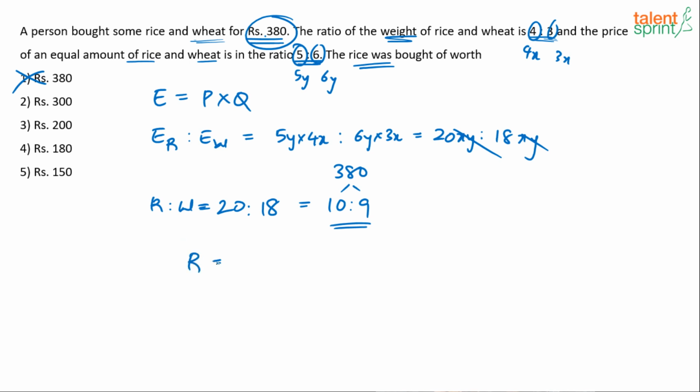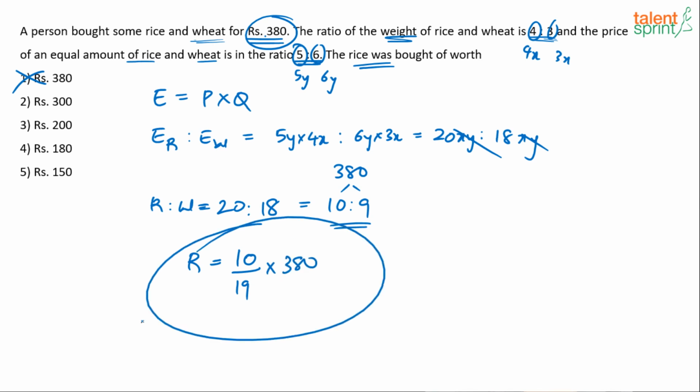So what is the value of rice? 20 parts or 10 parts out of the total. 10 plus 9, 19, into 380. Again, I'm writing these steps to help you understand the calculation, but when you do it yourself in the exam, cut down the number of steps you put on paper. This goes 20 times 10 is 200. So your answer has to be option 3.